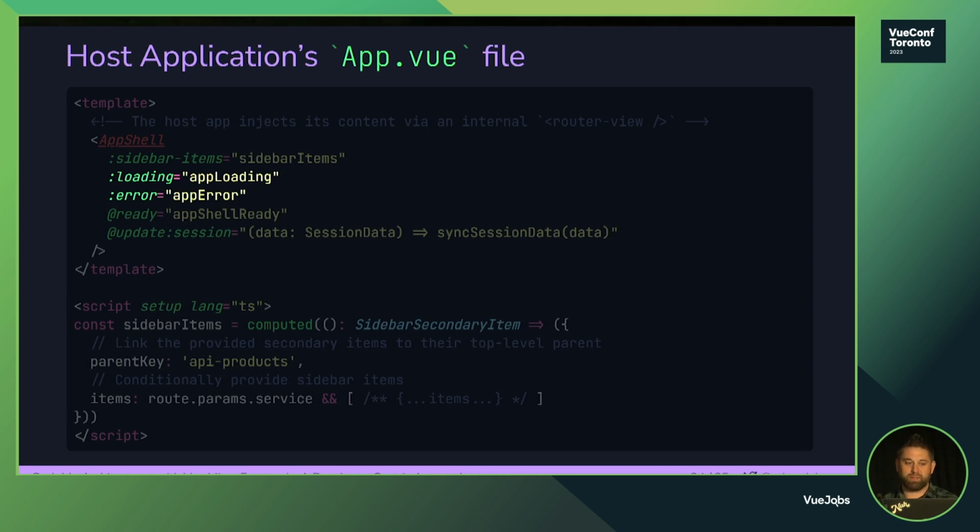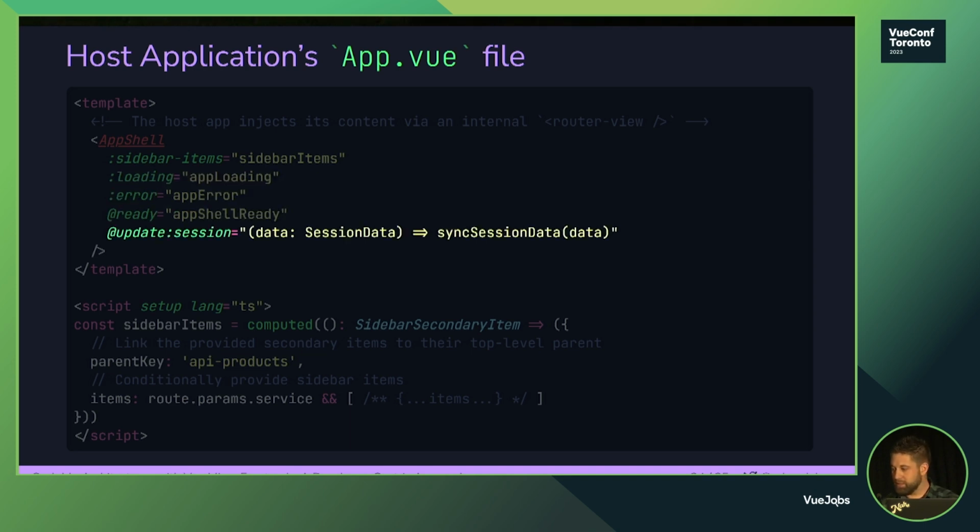How this works is it's initially handled by the shell, because the shell has to fetch permissions, make sure the user is authenticated, and do these things. Once the app shell has determined the state of the app, it basically releases these props to be able to control it from the host application. So maybe the host app has to do a little bit of extra logic when it loads. That's fine. It can take that over via the prop, show the loading state for a little bit longer, and then clear it whenever it's done.